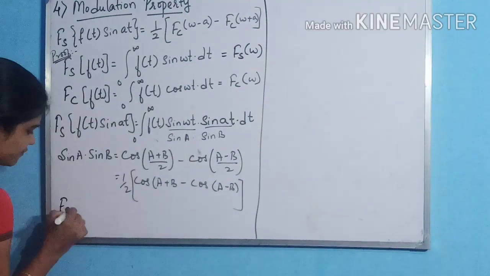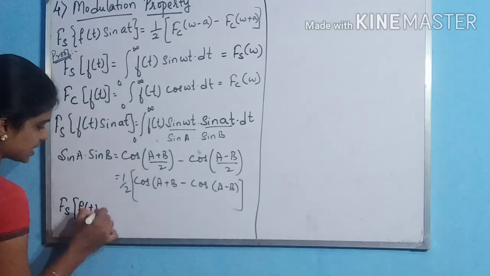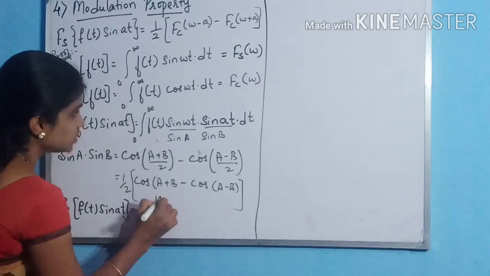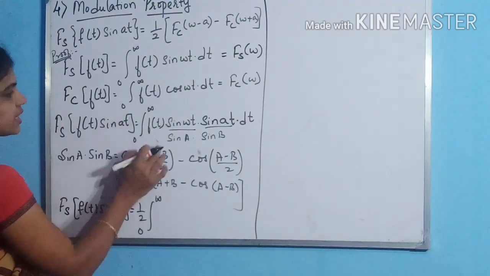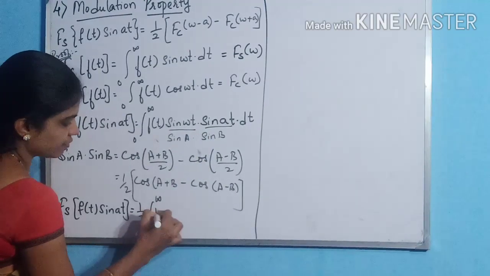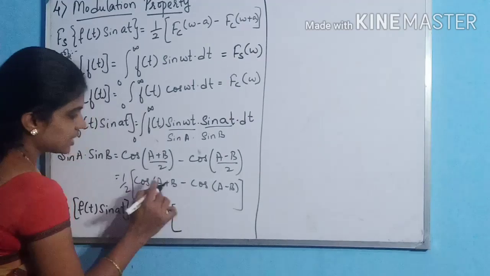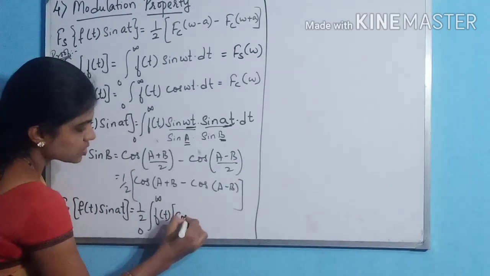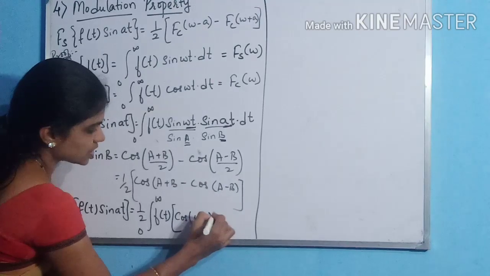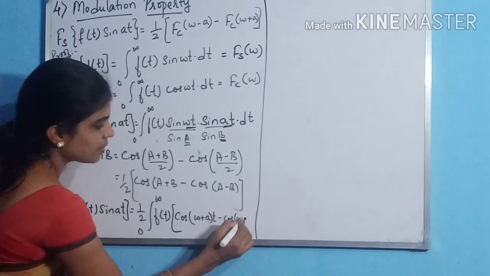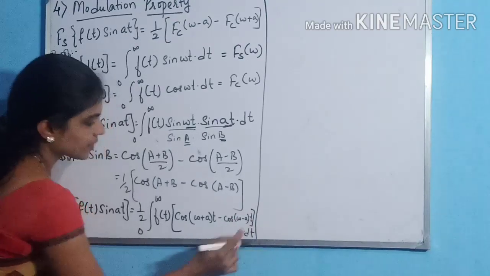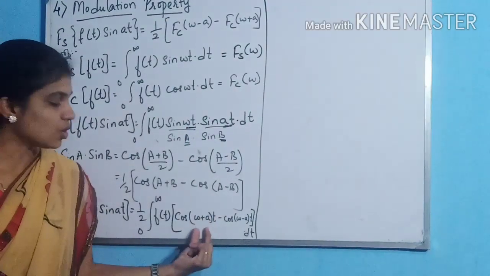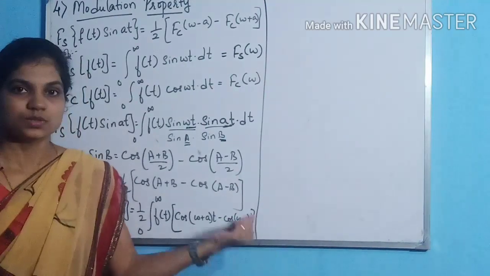So we get here Fs of f(t) sin at is equal to 1 by 2, integral from 0 to infinity. I am taking this 1 by 2 outside the integral sign. So what else I have here? I have f(t), I am going to keep it like that. And here instead of A I have omega t, and instead of B I have at. So I will write this as cos((omega plus a) t) minus cos((omega minus a) t) dt. Since we have t common out, see omega t and at, we have t common out, so I am going to write it as (omega plus a) t, (omega minus a) t. Okay.